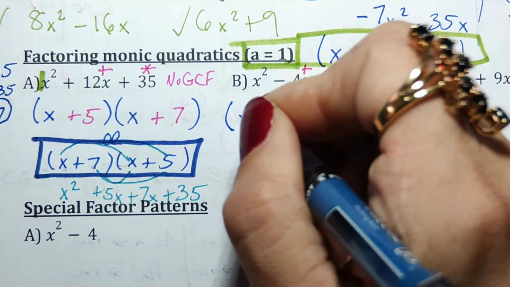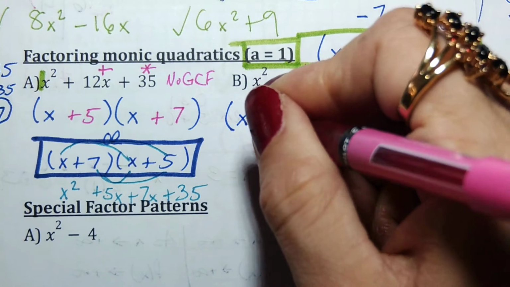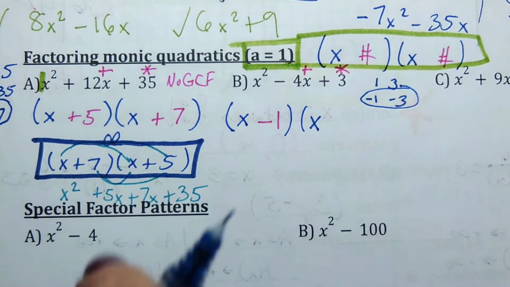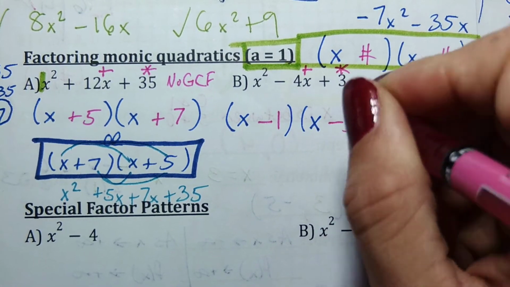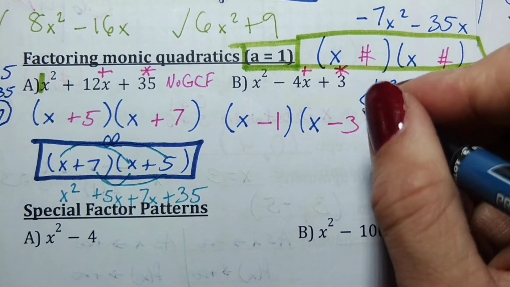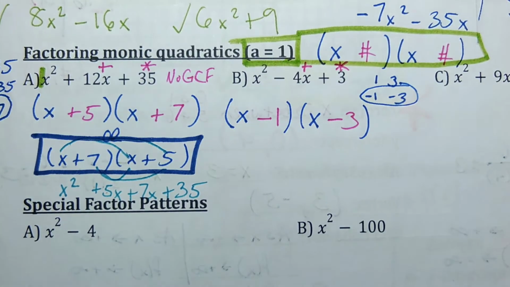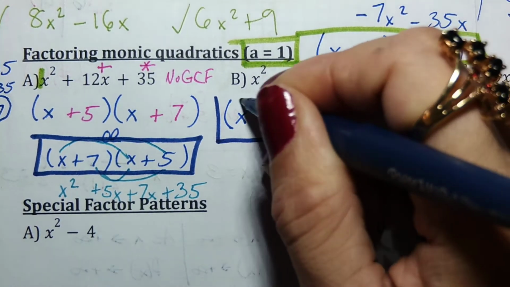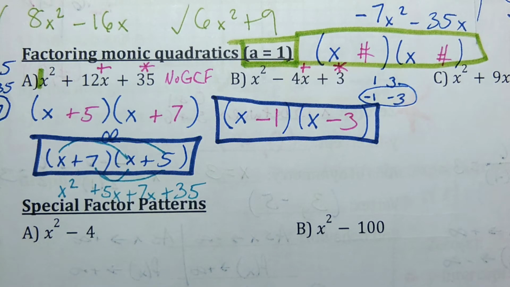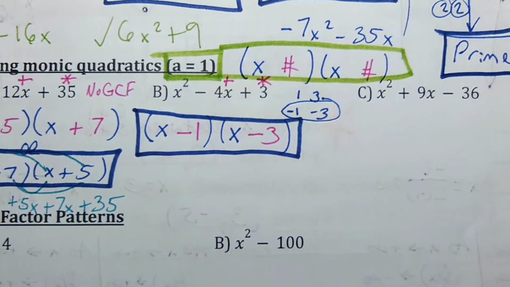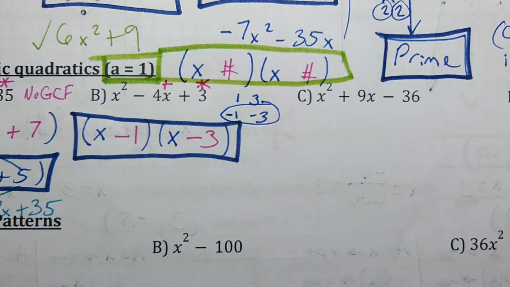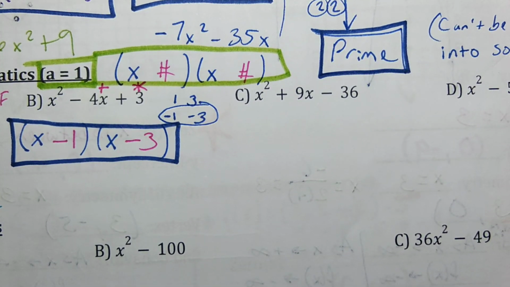So our factors will be x with one of the numbers and x with the other number. Order doesn't matter. You could just as easily have x minus 3 times x minus 1. Any questions so far? So let's take a look at our next one.